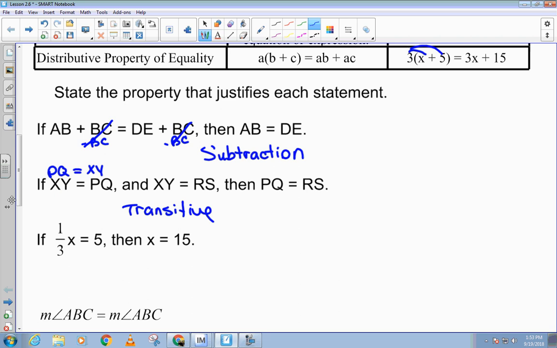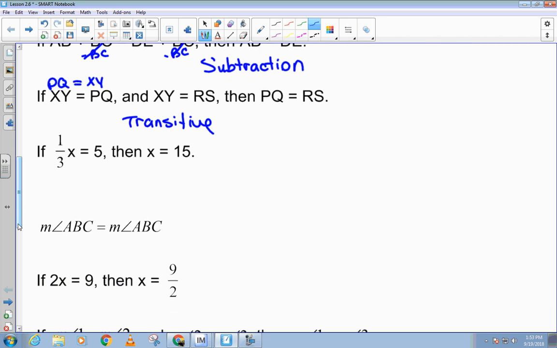If 1/3 x equals 5, then x equals 15. That's multiplication. The measure of angle ABC equals the measure of angle ABC. That's reflexive.